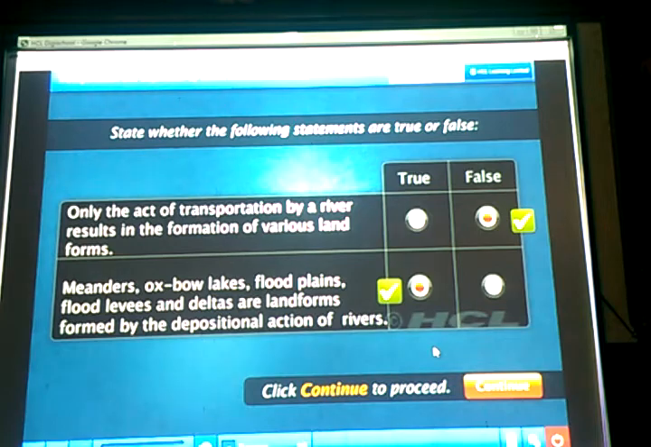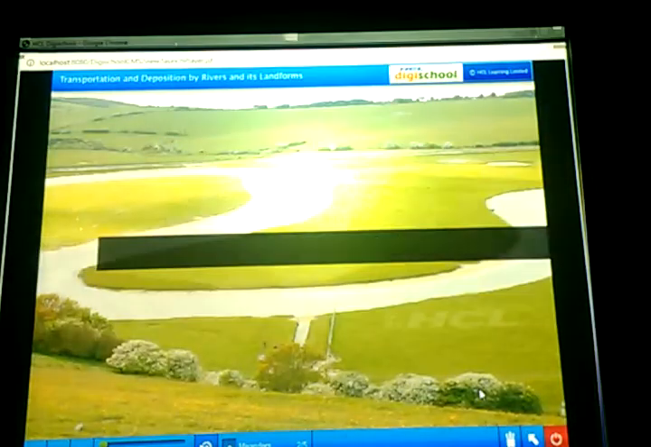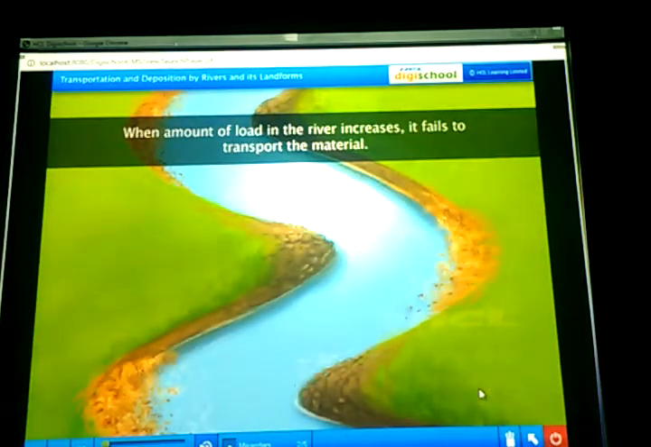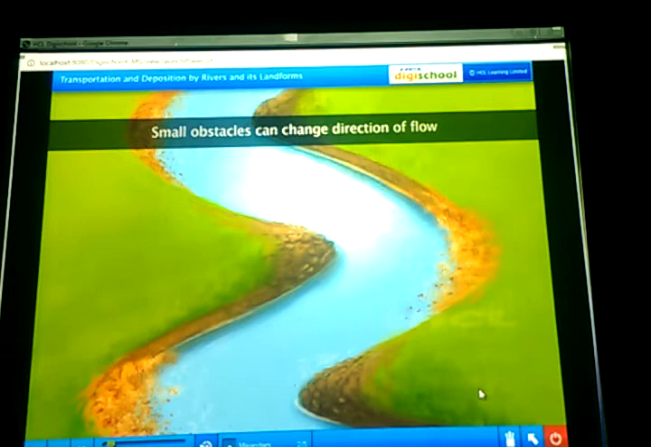In the North Indian plains, such lakes have been formed by the river Ganga and its tributaries. Such lakes have also been formed by the river Brahmaputra in the state of Assam.